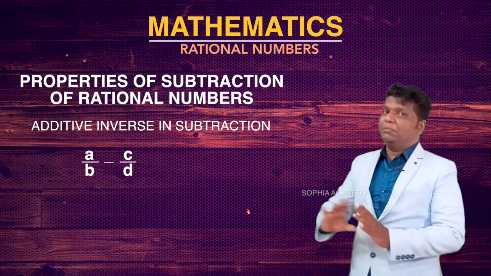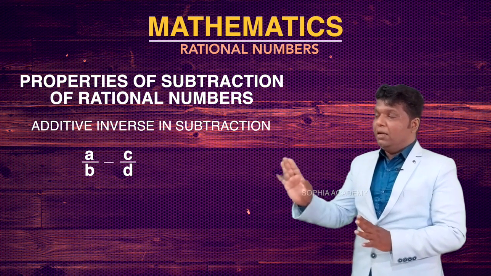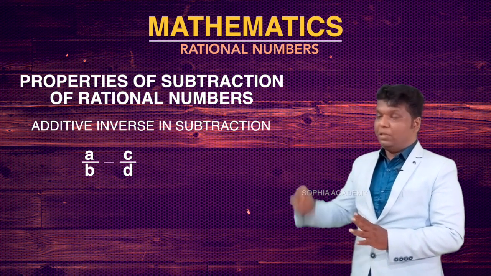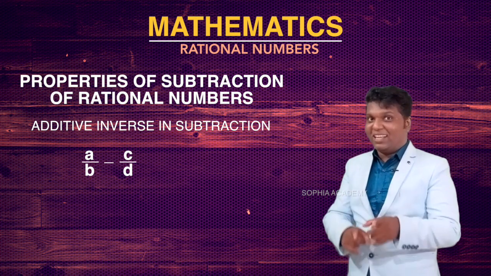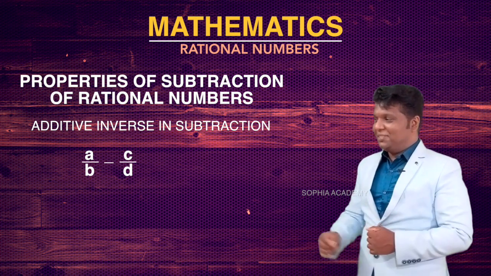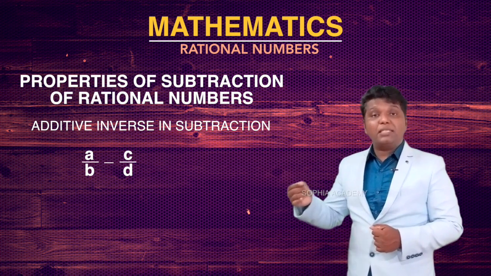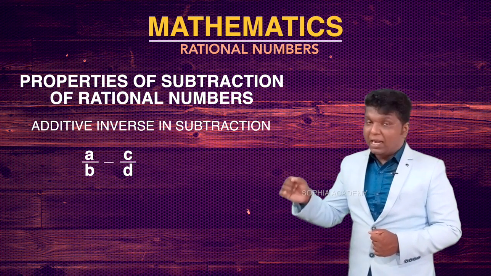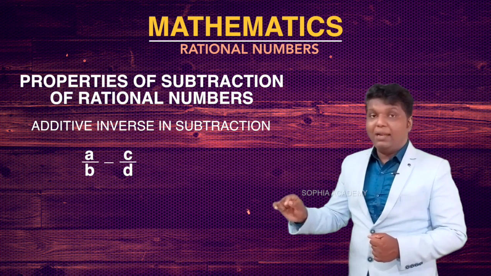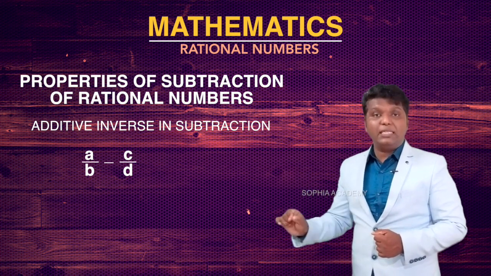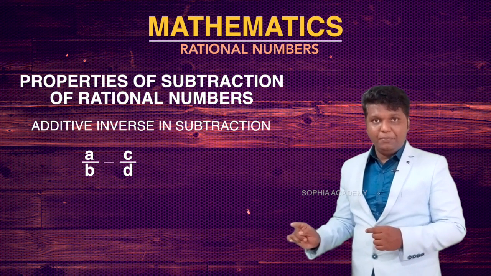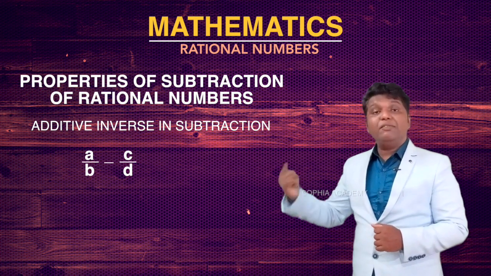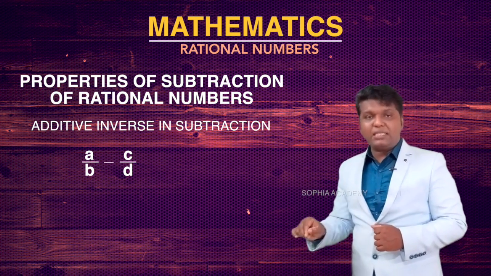So how can we add? It's not that we simply wipe out the negative sign, put a plus sign and add them together. It's not like that. Something is there. Just listen to this one. a by b minus c by d. Instead of subtracting c by d, you have to add the additive inverse of the second term. What is the second term? It is c by d, right? What is the additive inverse of c by d? It is minus c by d.